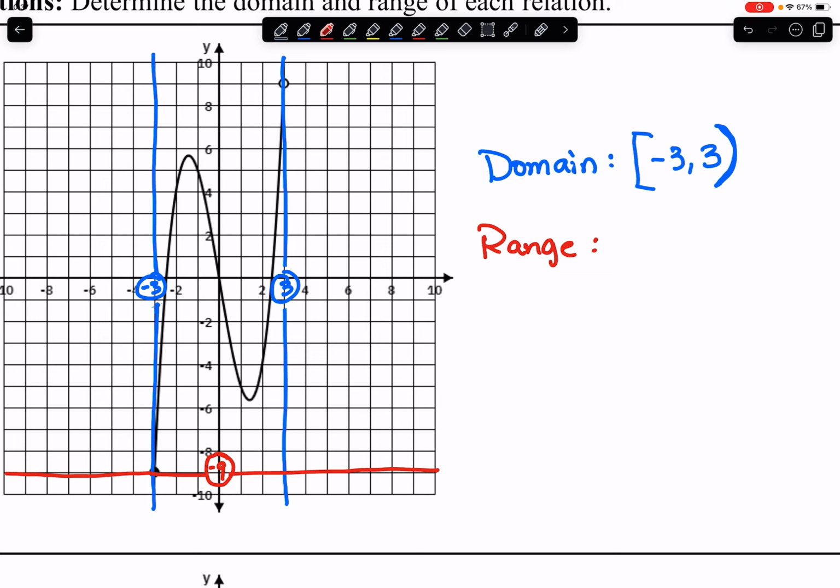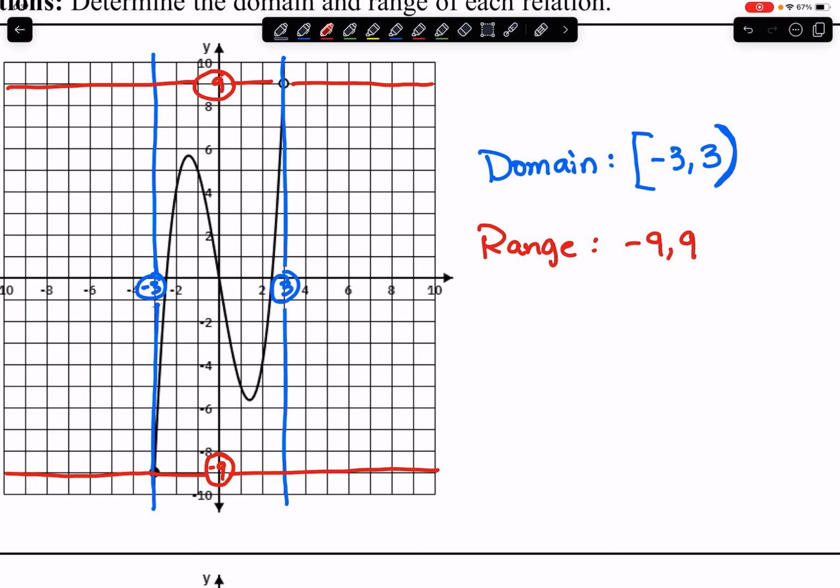And the highest point that the graph reaches is not this point right here, because if you look to the right, there are parts of the graph that are higher than that. The highest that the graph reaches is this point here, which is at positive 9. So the range is going to be all of the y values from negative 9 to positive 9.